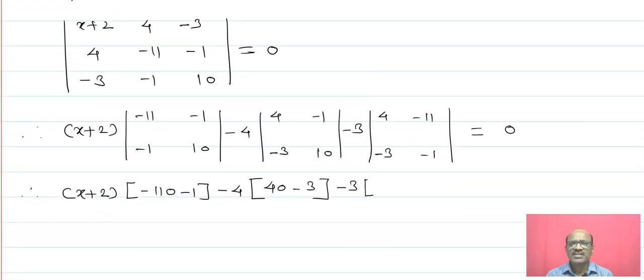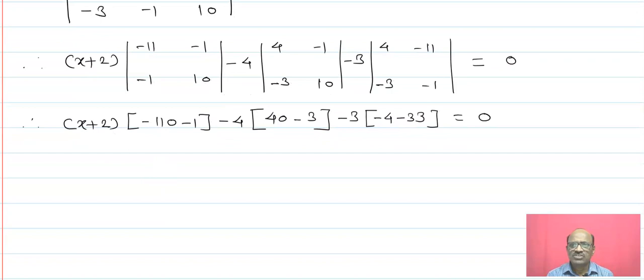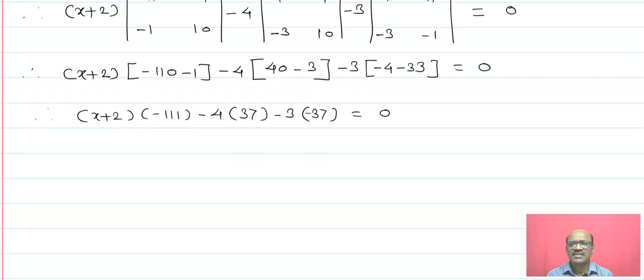That is x plus 2 in bracket minus 110 minus 1 minus 4 in bracket 40 minus 3 minus 3 in bracket minus 4 and minus 33 is equal to 0. At the same time, you also see the solved examples from the textbook, then you will get more and more idea. Next is x plus 2 in bracket minus 111 minus 4 into 37 minus 3 in bracket 37, and that equals 0. The solved examples are also very useful.